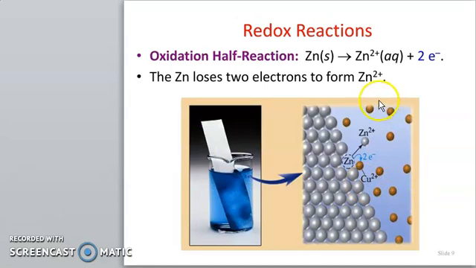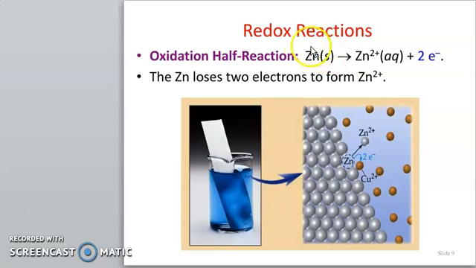Okay, here is the example of a redox reaction. The oxidation half reaction: here is Zn, and this is the arrow, Zn2+ aqueous plus 2 electrons. Here, from zinc, S means solid, the solid zinc gets oxidized. Oxidation, OIL, oxidation is the loss of electrons.